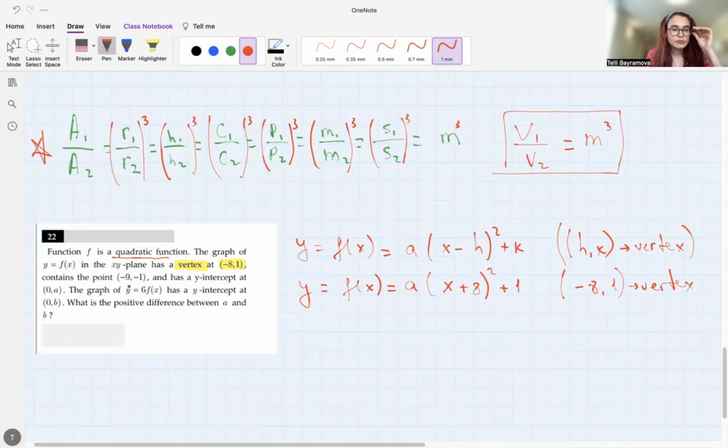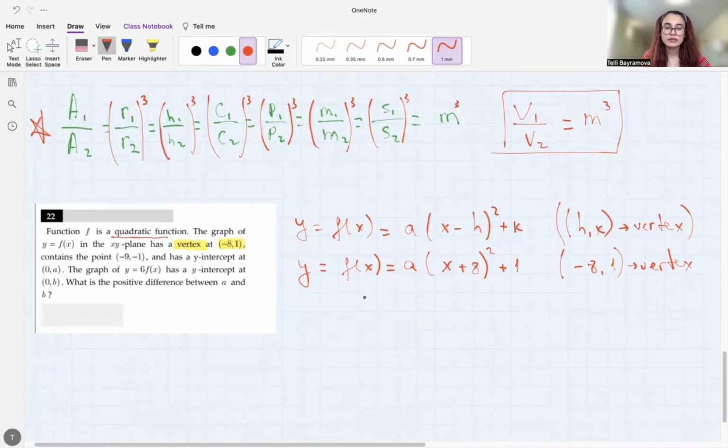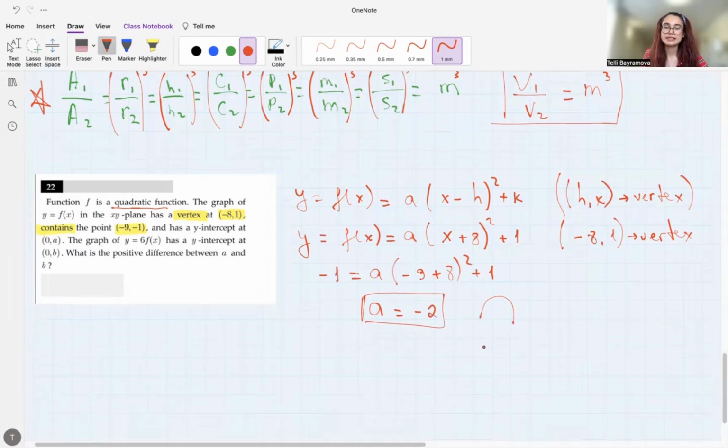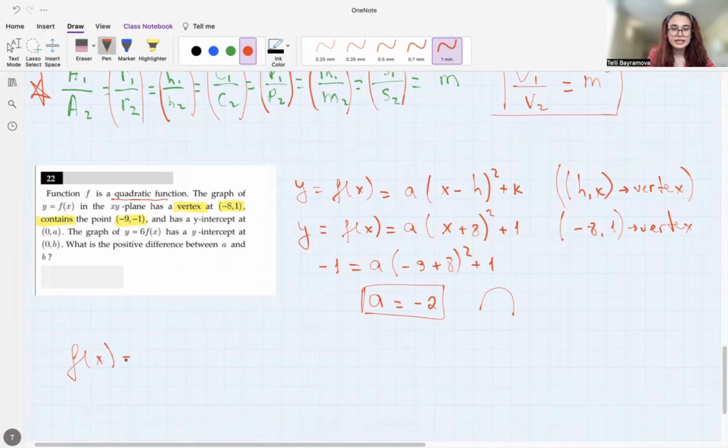So, and it contains the point negative 9, negative 1. It means that if x is negative 9, y has to be negative 1. Let's write negative 1 equals a times (negative 9 plus 8) squared plus 1, because they say it contains negative 9 and negative 1. So we can find a from here. A is negative 2. That's why it looks downward, right? So the final function is f of x equals negative 2 times (x plus 8) squared plus 1. We found the function.